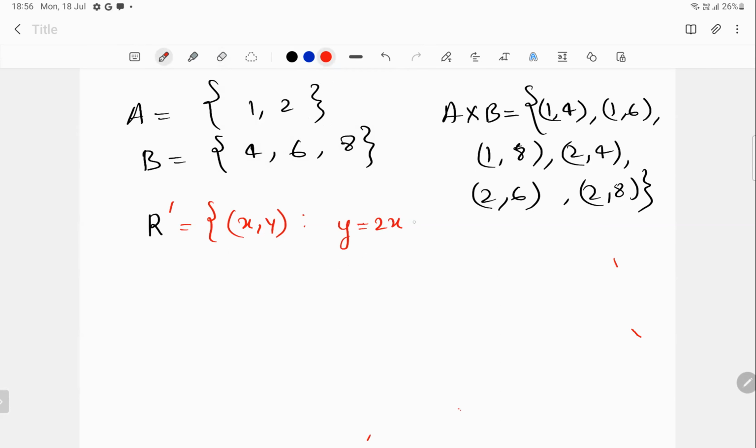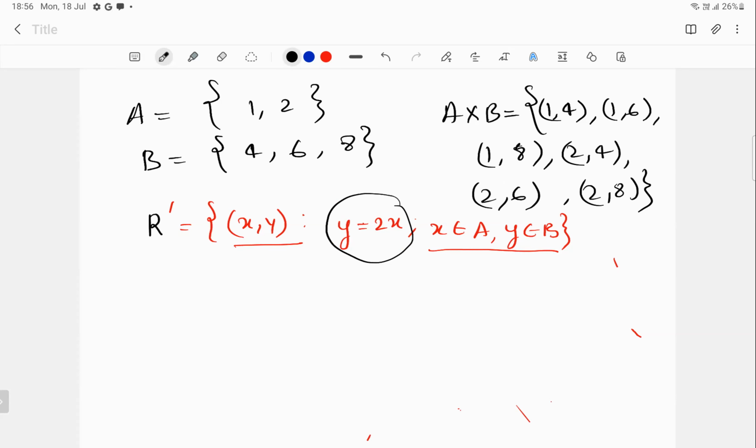Y is equal to 2X, and X belongs to A, Y belongs to B. This though already we had written before, right? The Cartesian product, but here you see this is the relation. This is the relation that I'm defining between A and B, because what? Why is it not correct? I will write it, don't worry. I haven't finished it.